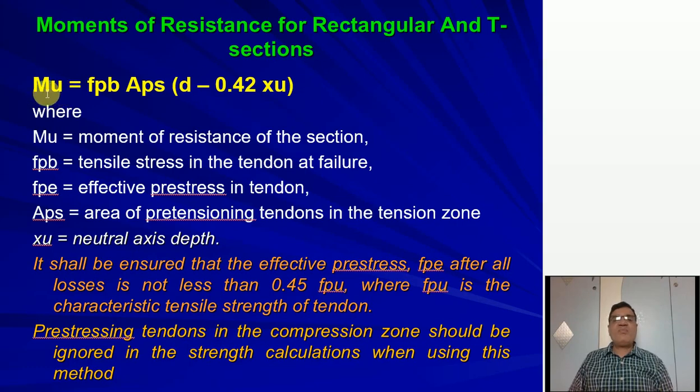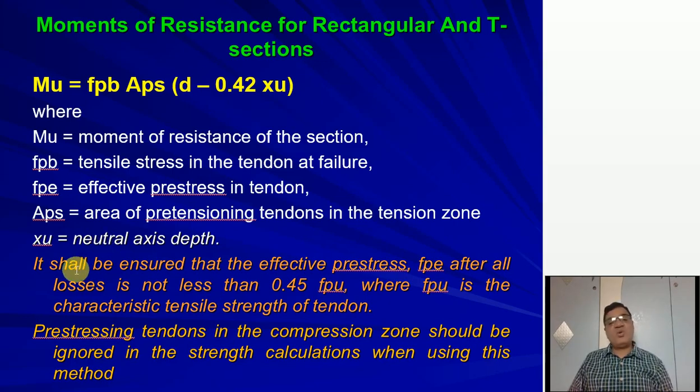Now Mu, the moment of resistance; we can use R here, but in the IS code Mu is given as FPB multiplied by APS, A suffix PS in fact, into (D minus 0.42 XU). What is Mu? Mu is the moment of resistance of the section. FPB is the tensile stress in the tendon at failure. How to get this? We'll see in the table given on the next slide. FPE is the effective prestress in the tendon. APS is the area of stressing tendons in the tension zone, and XU is the neutral axis depth.